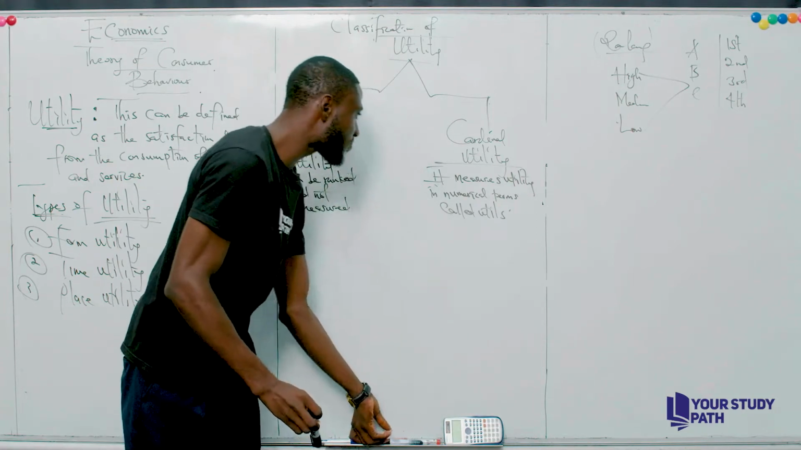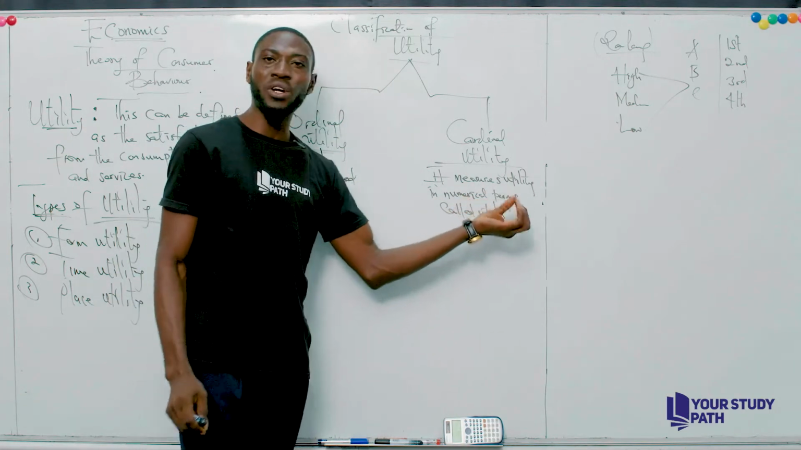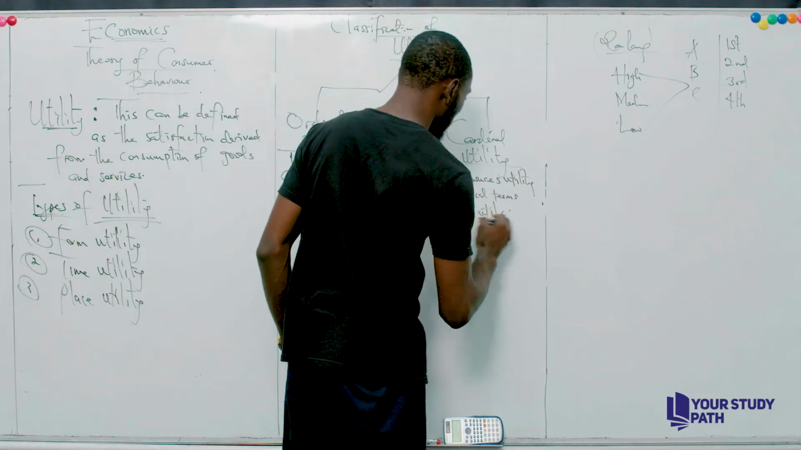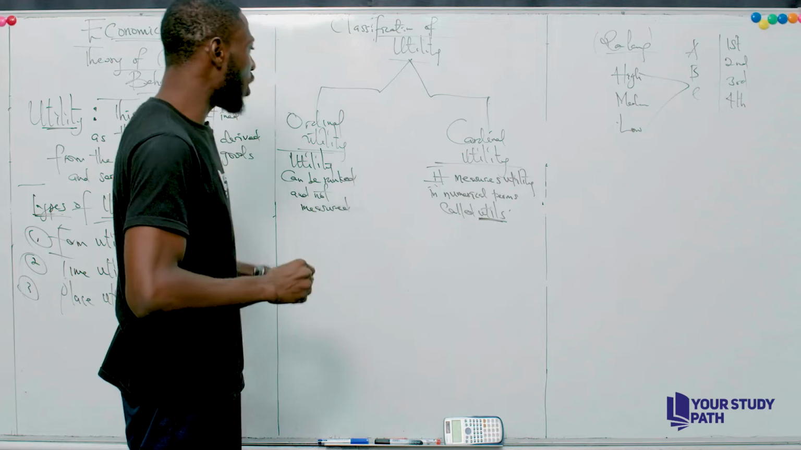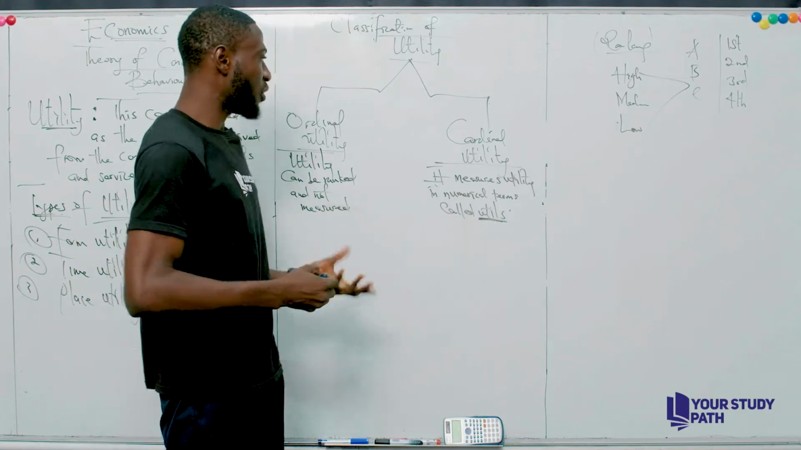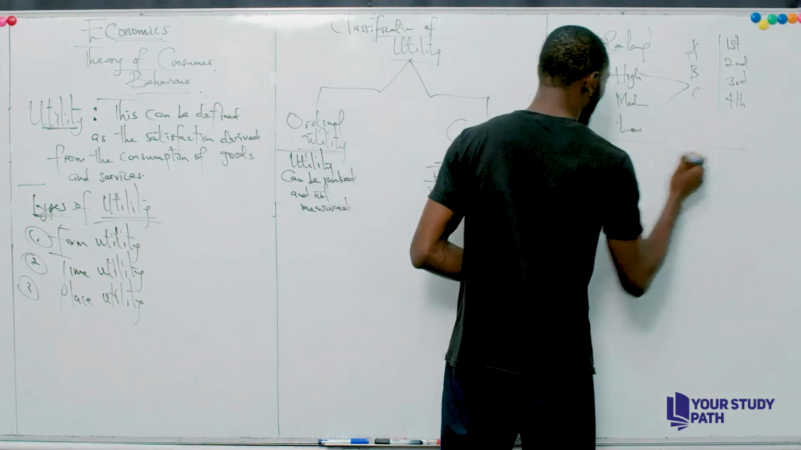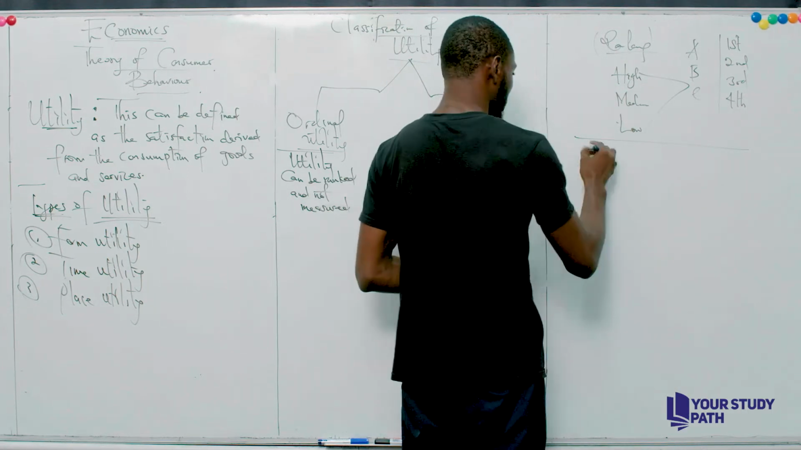It measures utility in numerical terms called utils. Now, take note of this word, the utils. What do we mean by utils? For instance, if I should consume a particular commodity, say bread.